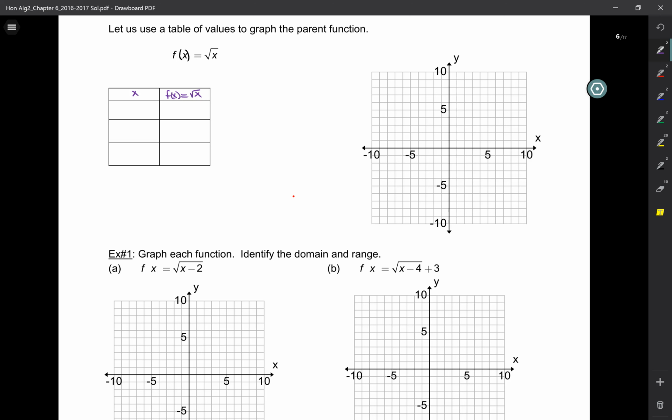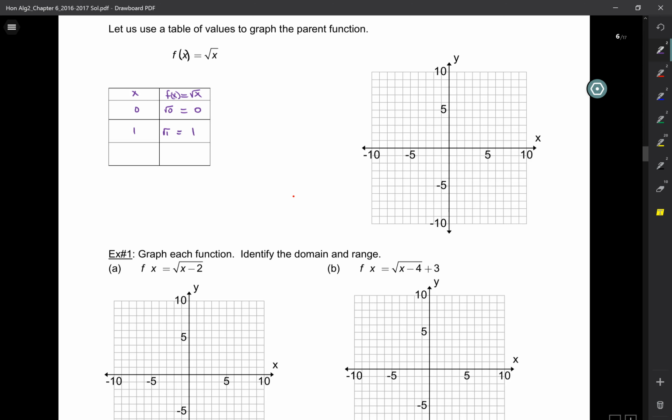Now, let's take a look at this function specifically. Can I put in any negative values for x? No. What's the first number on the x-axis that I could put in? 1. Can I put in a 0? Yes, I can put in a 0, because when x is 0, the square root of 0 is what? 0. Now, can I put in a 1? Yes, because the square root of 1 is 1.